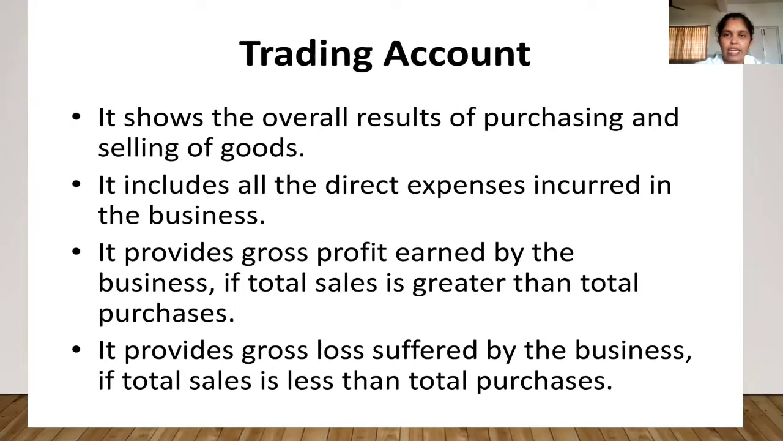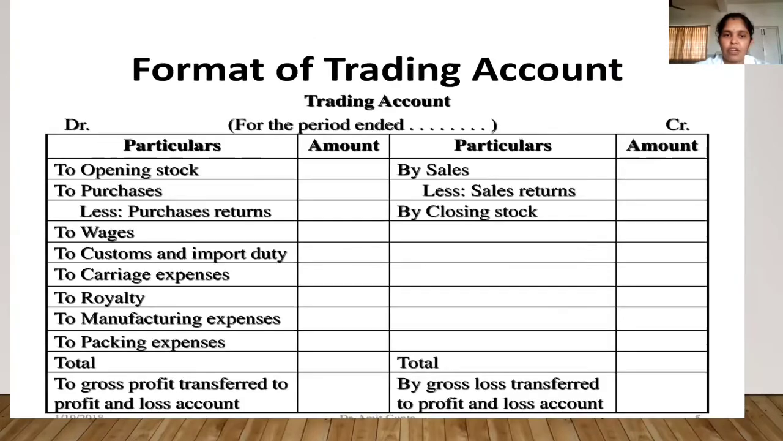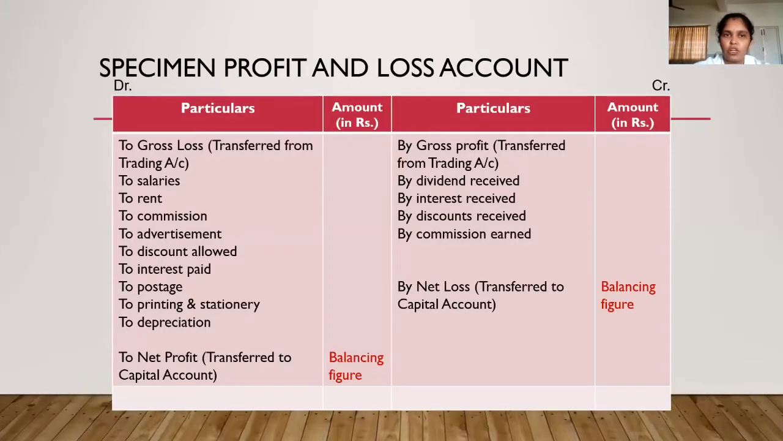In the trading account, all the direct expenses will be recorded and we will find out the gross profit or gross loss incurred by the business. If the balance is coming under the debit side, it is a gross profit. And if the balance is coming under the credit side, it is a gross loss. We will be moving on to the profit and loss account. Like the trading account, all the direct expenses will be recorded, and here in the profit and loss account, all the indirect expenses will be recorded. And the gross profit or gross loss which has been prepared will be transferred to the profit and loss account.